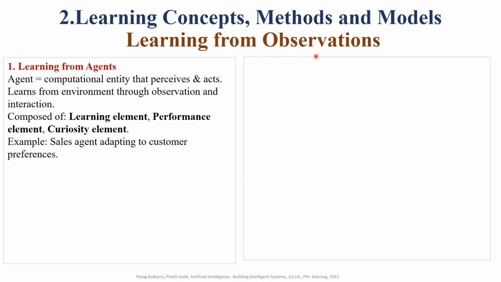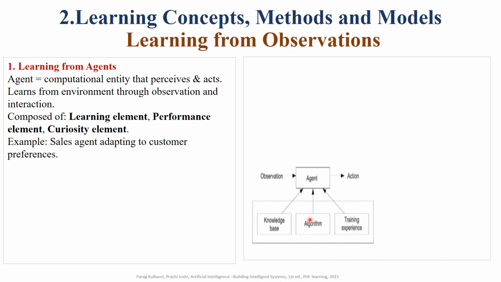The second model is to learn from observations, learning from agents. It's a computational entity that perceives and acts. Generally, it learns from the environment through observations and interactions. It is composed of a learning element, a performance element, and a curiosity element. For example, let us consider a sales agent which is adapting to the customer preferences.